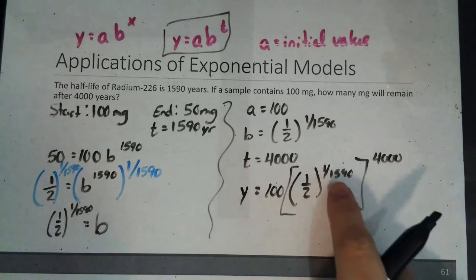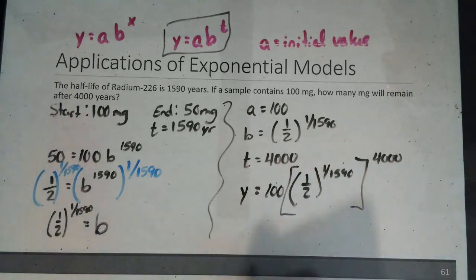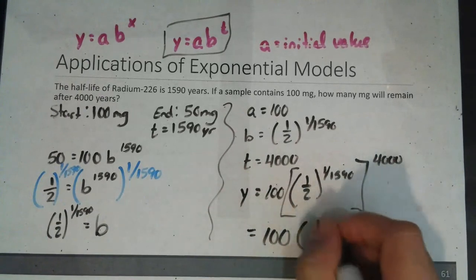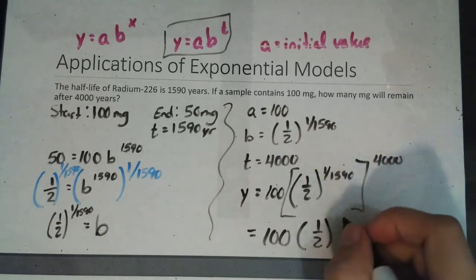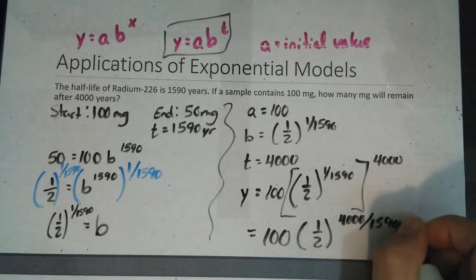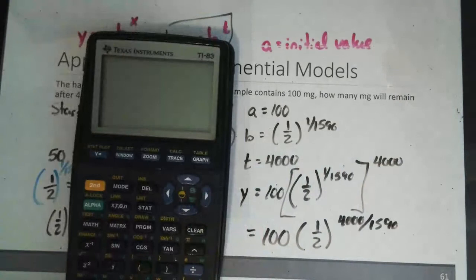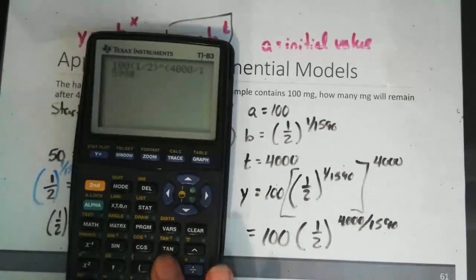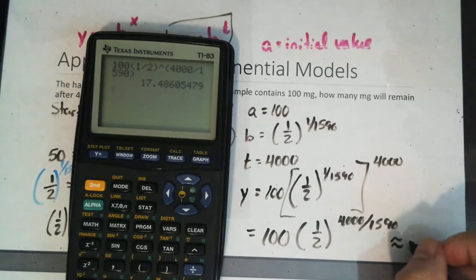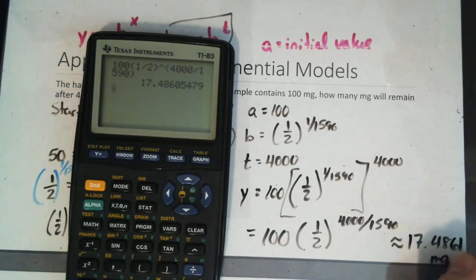Well, hey, if I have a power raised to a power, I multiply those powers. So this is 100 times 1/2 raised to the 4,000 times 1 over 1,590. That's just 4,000 over 1,590. So that's 100 times 1/2 raised to the power of 4,000 divided by 1,590. What I'm getting is about equal to 17.4861, and that's measured in milligrams.